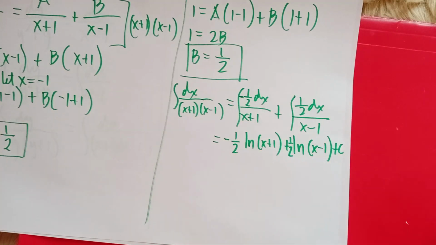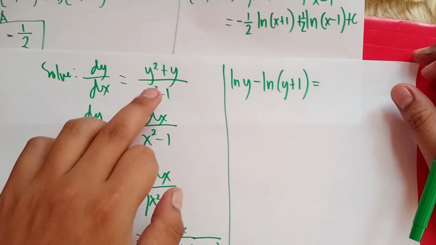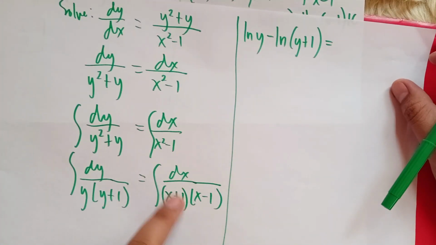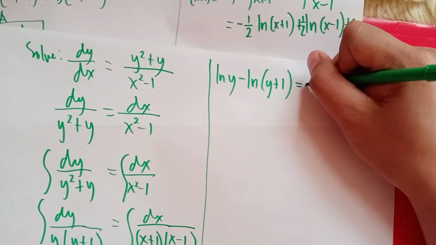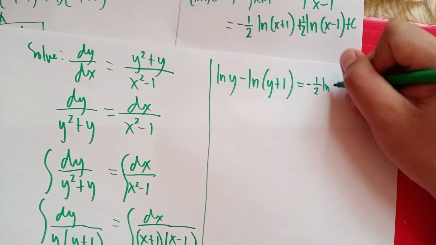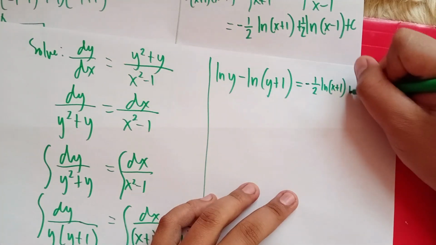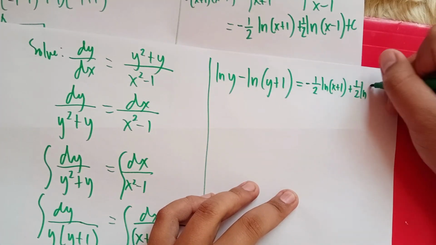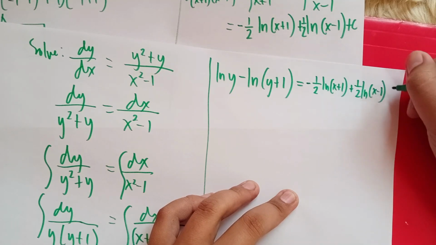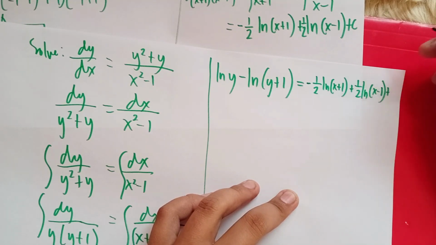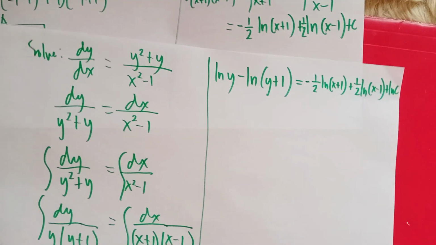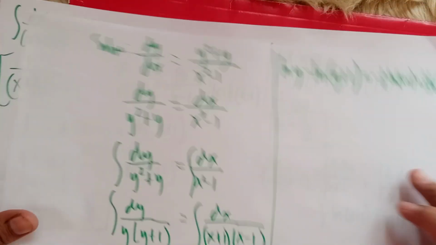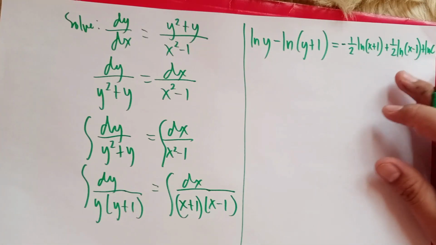So, next, mga boss, let's substitute here. This is now equal, the y here, the integral of dx divided by x plus 1 times x minus 1, this is equal to negative 1 half the natural log of x plus 1 plus 1 half the natural log of x minus 1, okay, plus, so let's put a natural log on the c, because the natural log of c and c are the same arbitrary constant. Okay?